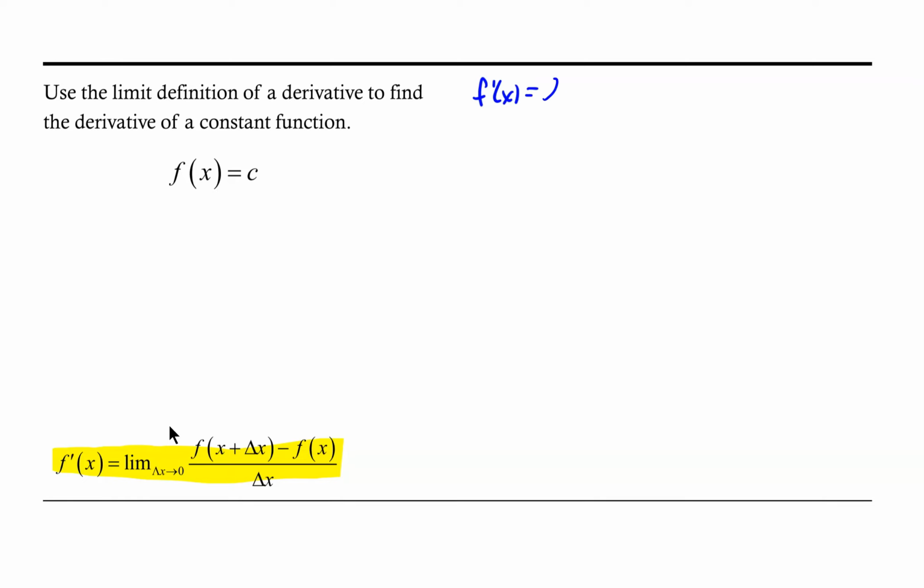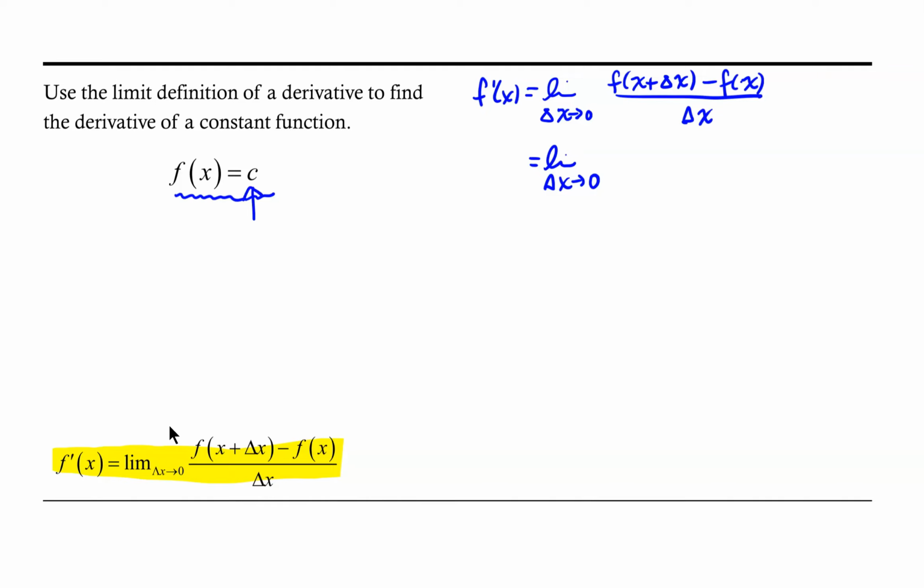So we want to find f prime of x, assuming f of x is equal to c. So that's going to be the limit as delta x goes to 0 of f of x plus delta x minus f of x all over delta x. So let's go ahead and evaluate our function. So we have the limit as delta x goes to 0, f of x plus delta x.